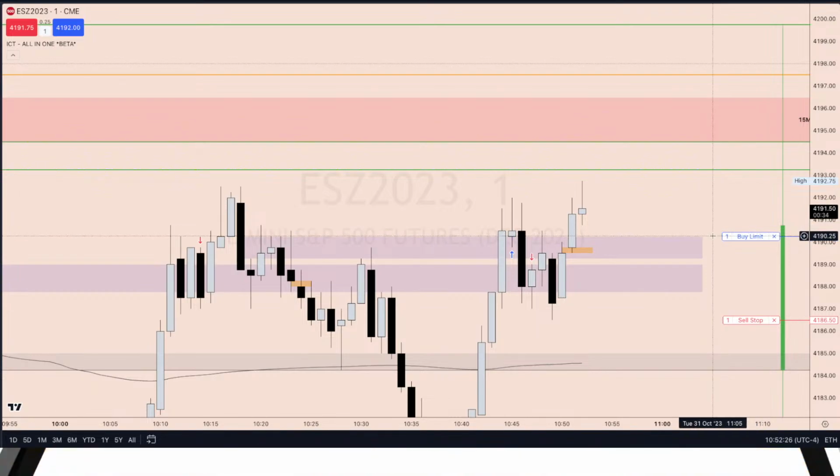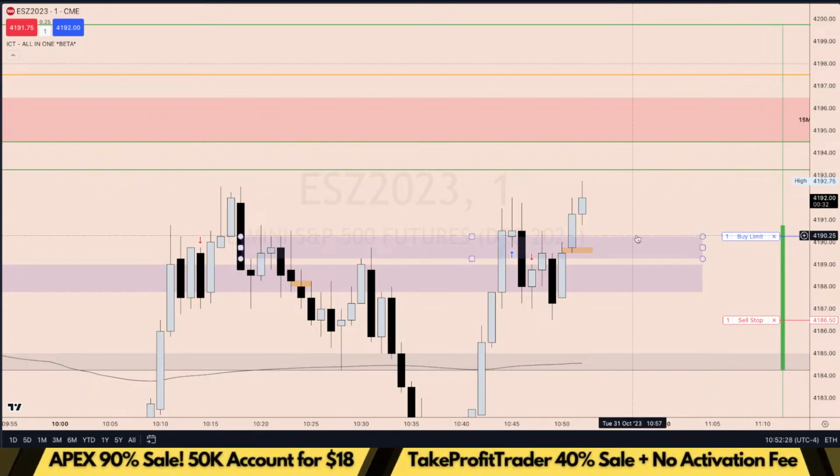I would use the same entry once again, the inversion fair value gap here, volume imbalance, and maybe paired with a bullish fair value gap soon.